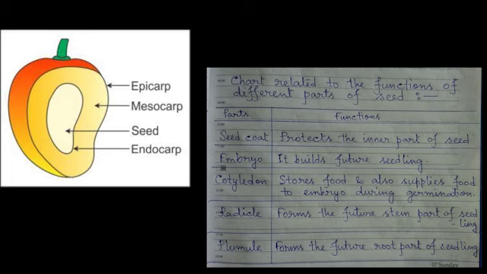Mango tree is a dicotyledonous tree. That means its seed has 2 cotyledons, অর্থাৎ দুটো বীজপত্র.